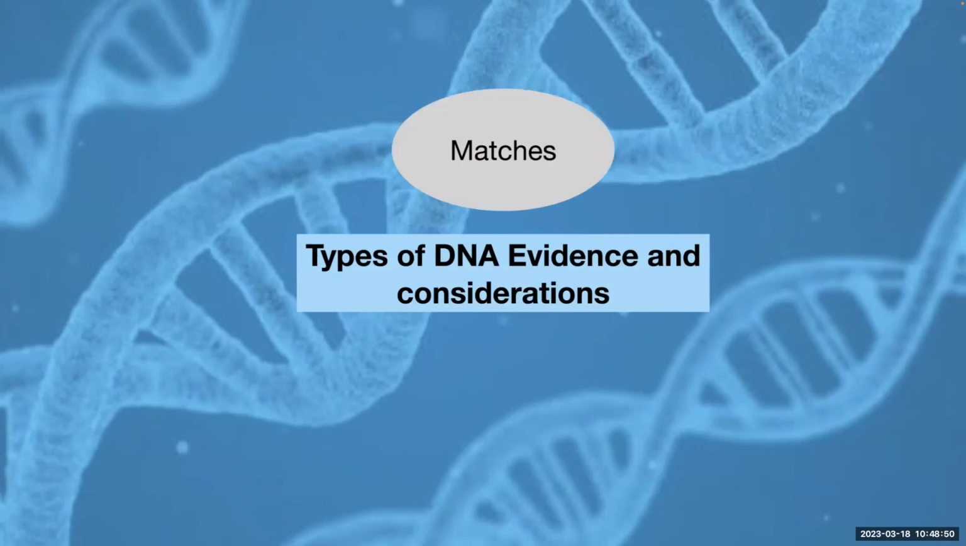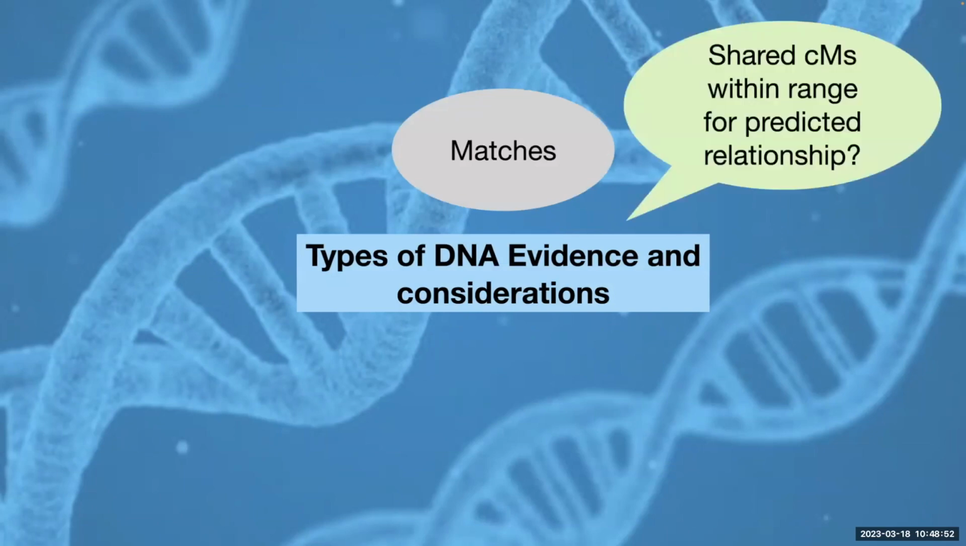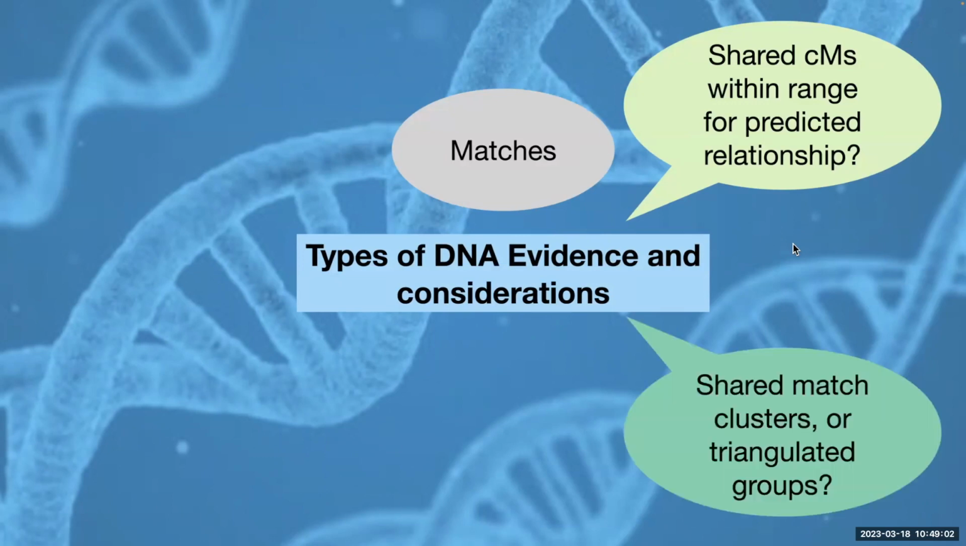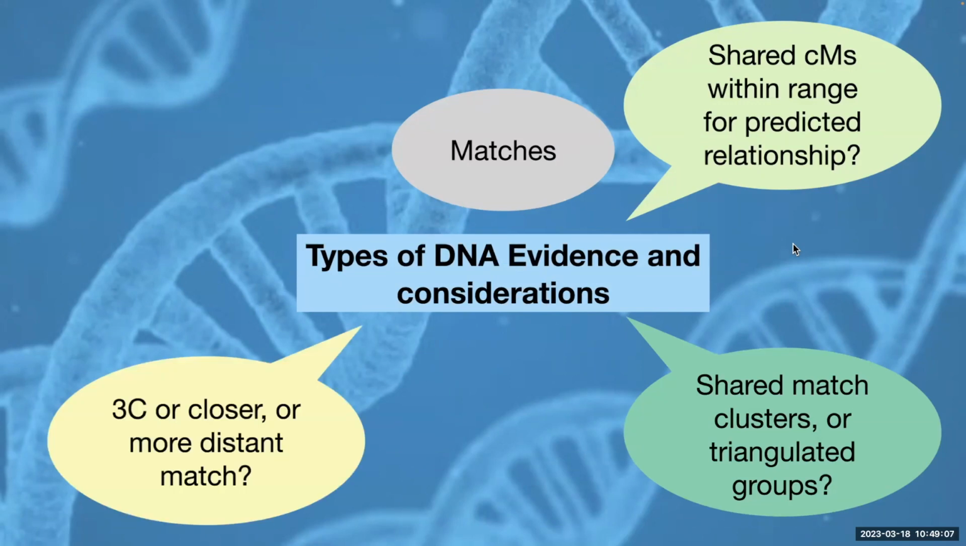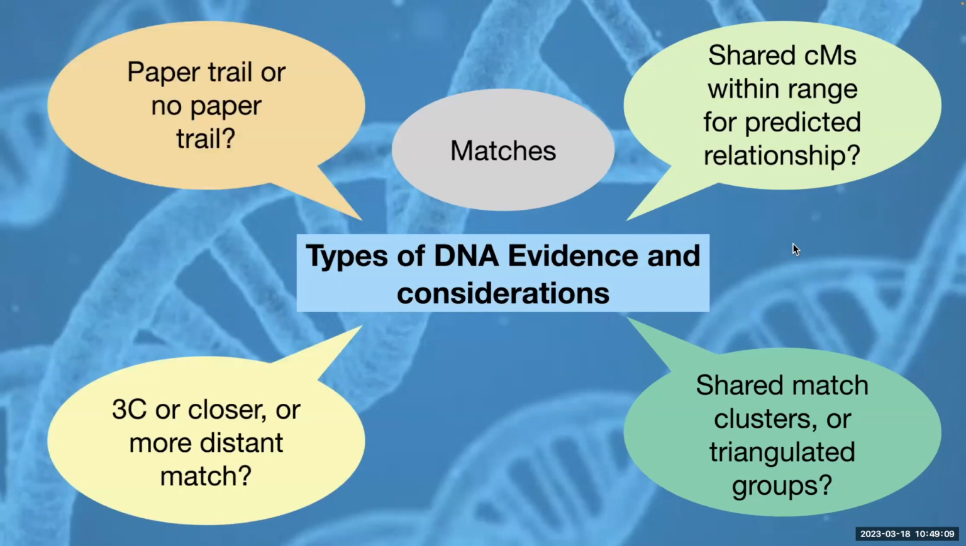So first of all, we have matches. But matches aren't all the same. So things you might like to consider are: are they within the shared centimorgan range for the predicted relationship? Do you have shared match clusters or triangulated groups? Are they third cousins or are they a distant match? Is there a paper trail or isn't there?